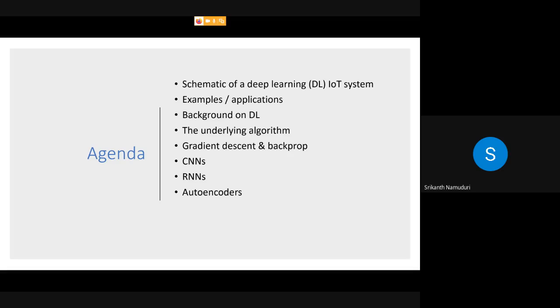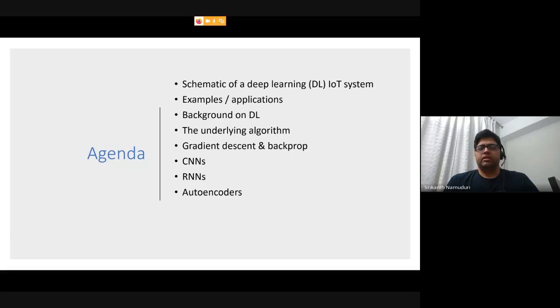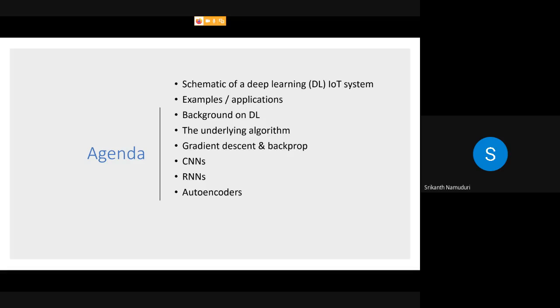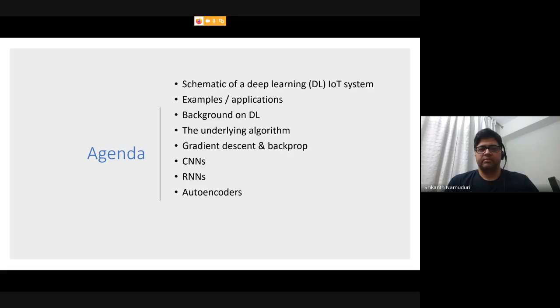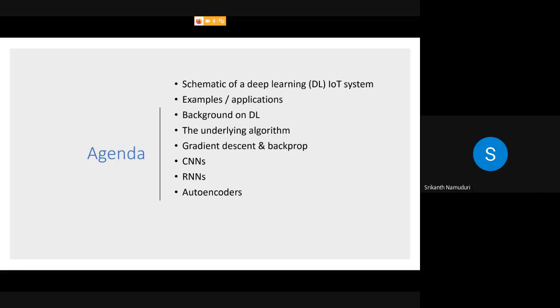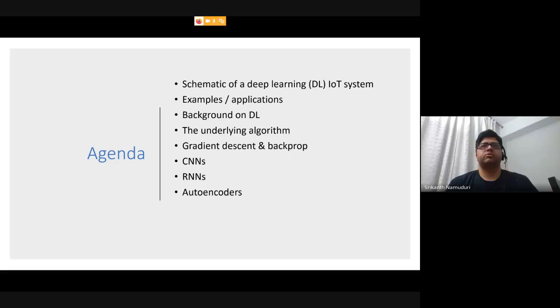And then I want to talk about the background of DL. People talk about deep learning, artificial intelligence, and machine learning, and so many times the terms are mixed up. We'll start with some basic definitions and how deep learning got popular in recent times. Then a few slides about the underlying algorithm and approach to deep learning, and a few slides about gradient descent, one of the most important components of a deep learning network or algorithm.